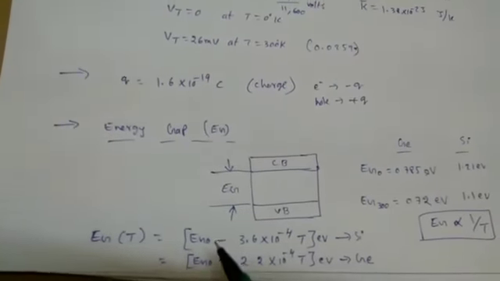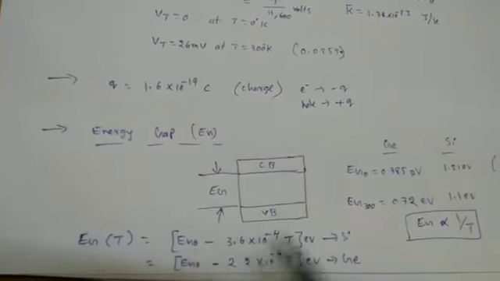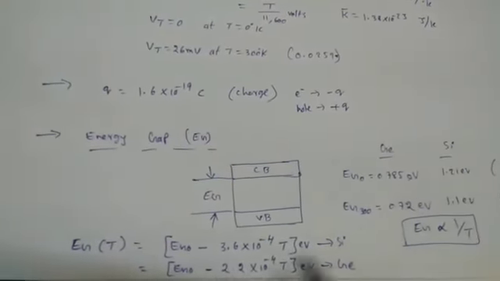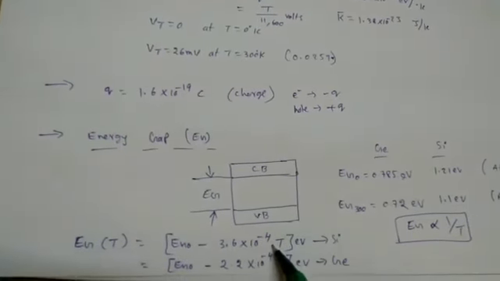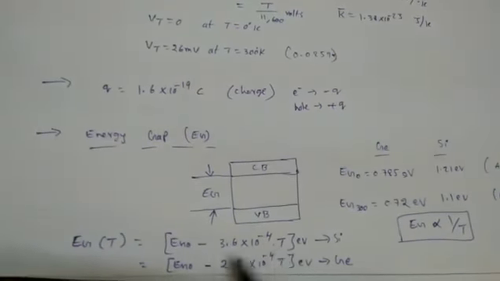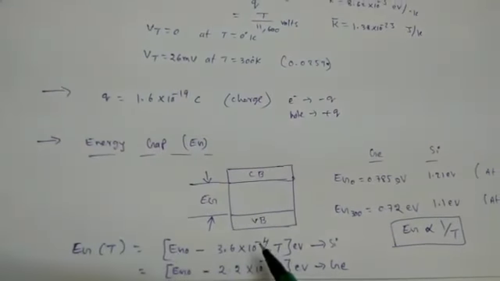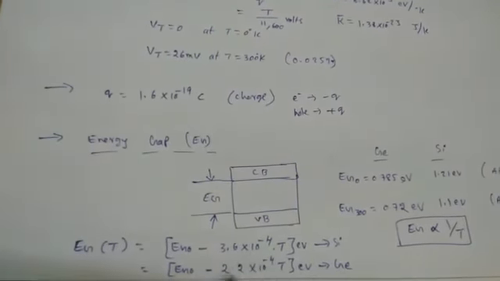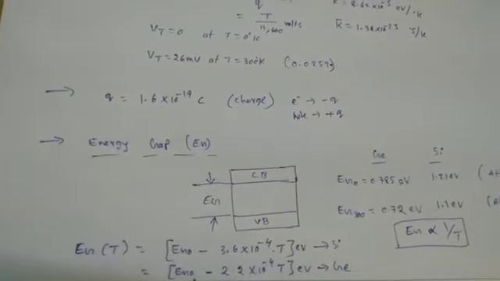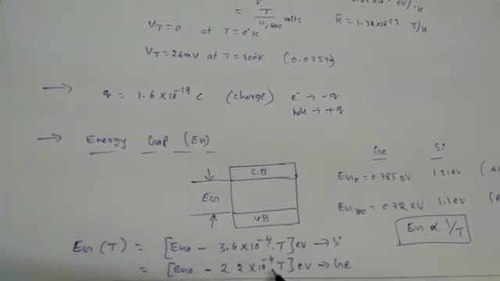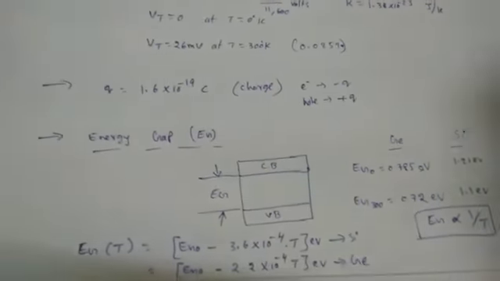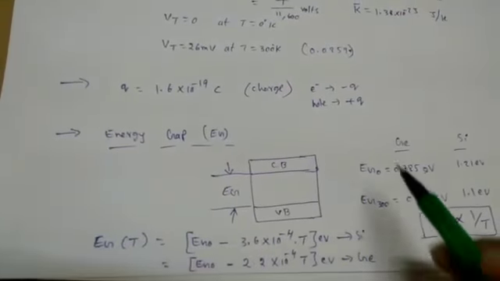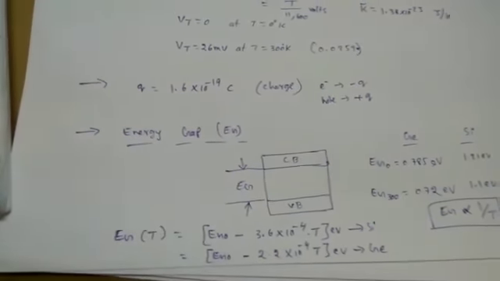For silicon, Eg0, the energy gap at 0 degree Kelvin, is 1.21, minus 3.6 into 10 to the power minus 4 into temperature. If we increase temperature, the subtracted value will increase, so we will get a decreased energy gap. Similarly, for germanium, Eg is 0.785 minus 2.2 into 10 to the power minus 4 into T electron volts. By substituting temperature values, we can get different Eg values.